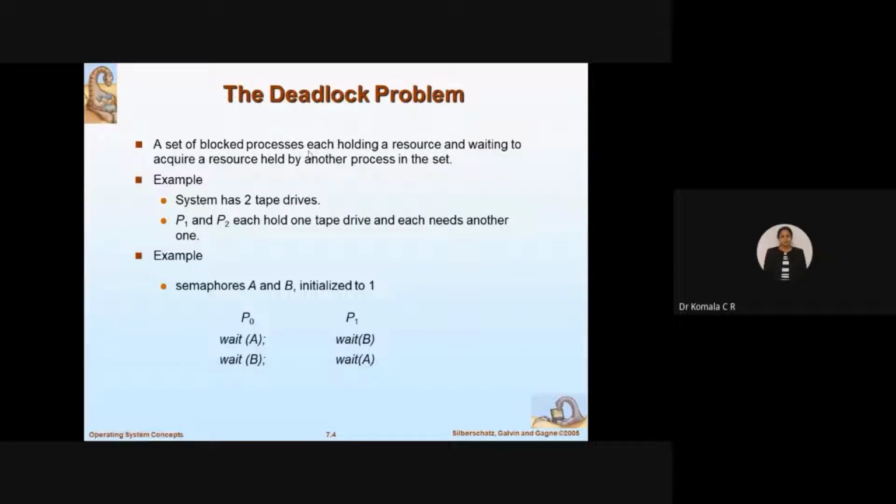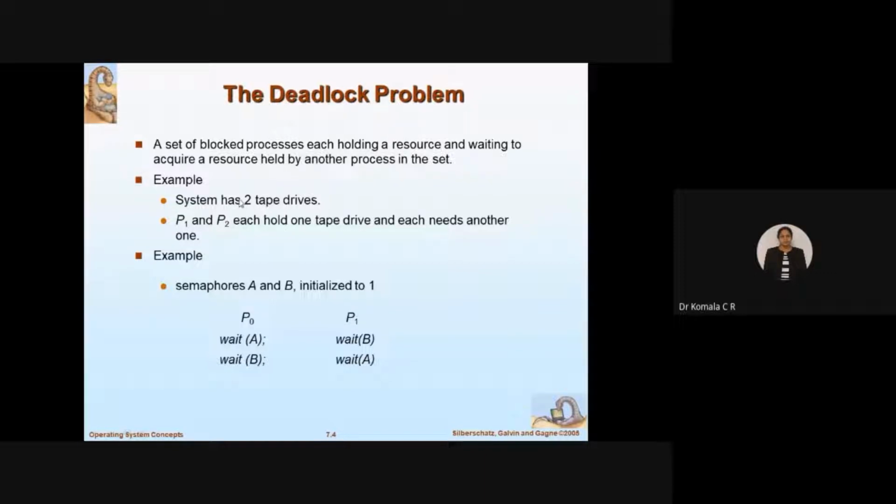I am talking about two processes, but like that we can have n processes. When the same resource is acquired by some other process, these processes are going to be blocked. That is how we face a problem called the deadlock problem.